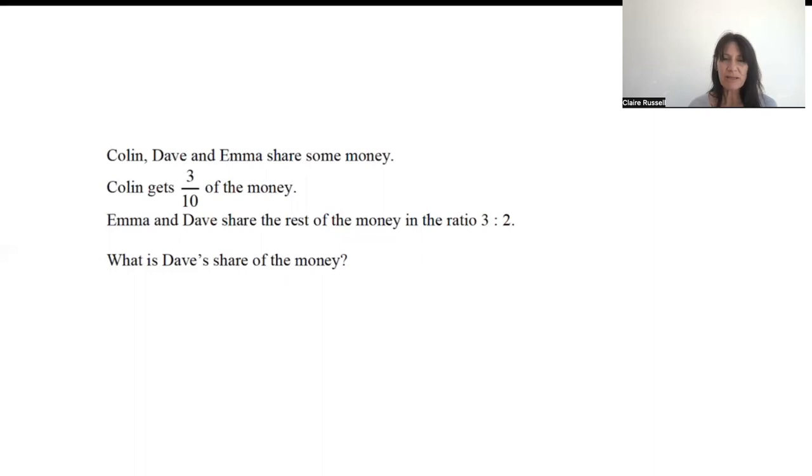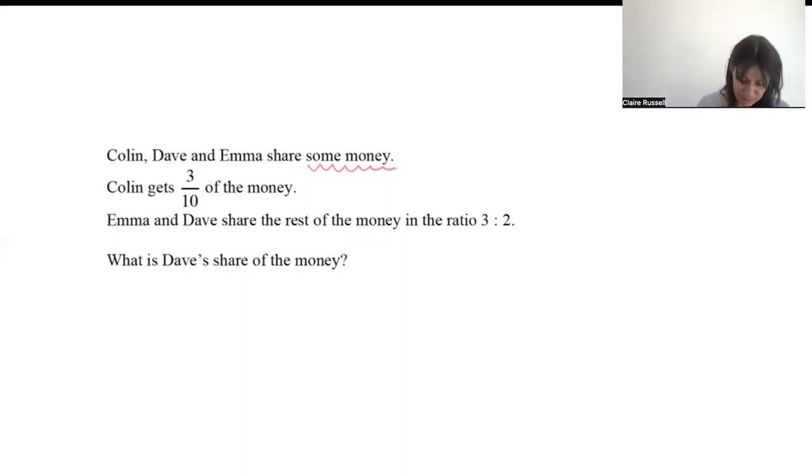Okay, so these questions can upset students really, really quickly because we're being told that they're sharing some money, but we don't know how much. And not having a value to work on can make these really, really tricky. Now, I'm going to do this without a value, but a possible way to get into this problem is to just create a value. Let's say they share £100 or £20 or whatever you choose. That might get you into the problem.